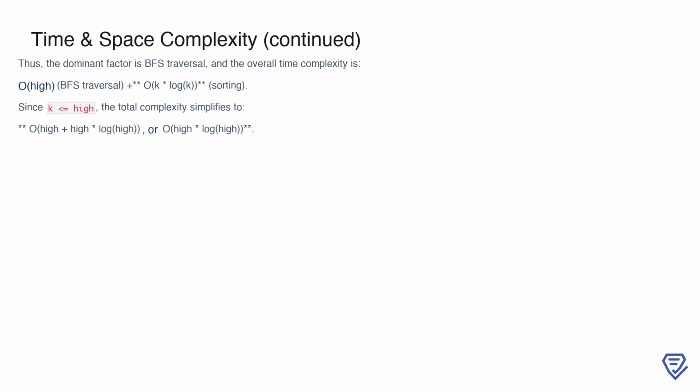The dominant factor in the time complexity is the BFS traversal, so the overall time complexity combines the traversal and the sorting steps. Specifically, this is O(high) for BFS traversal and O(k*log k) for sorting. Since k is at most equal to high, the total complexity simplifies to O(high + high*log high). This can further be expressed as O(high*log high), which represents the worst-case scenario. This breakdown highlights the efficiency of our approach, as it directly focuses on generating valid stepping numbers rather than processing every number in the range.